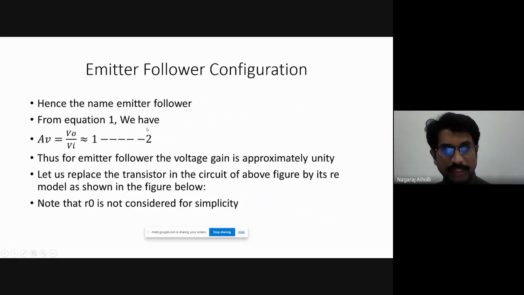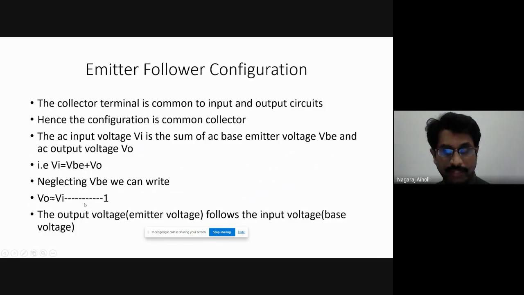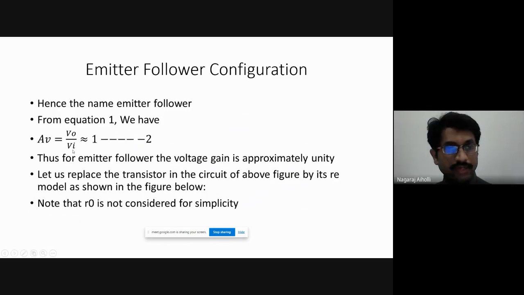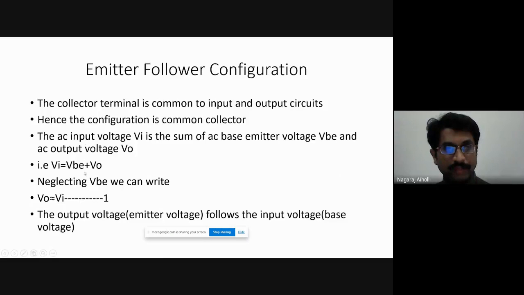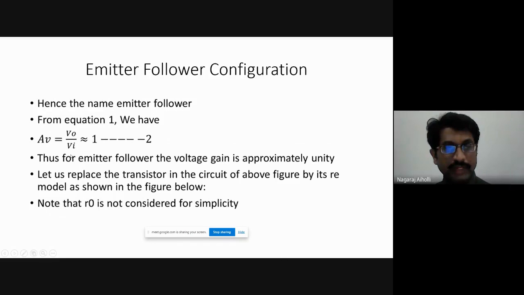Equation 1 is V naught approximately equal to Vi. The gain equation is output voltage by input voltage, V naught by Vi. Substituting V naught equal to Vi, Vi and Vi cancel and we get 1. That means the gain of the emitter follower circuit is approximately unity. Now let us replace the transistor in the circuit by its RE model.